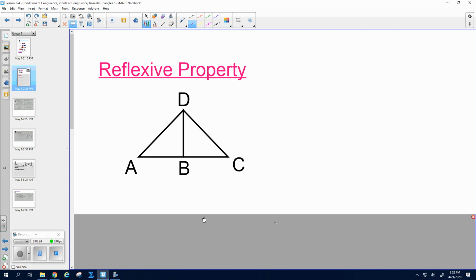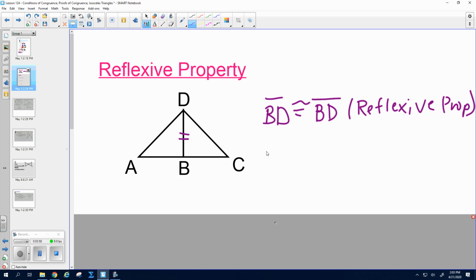Okay, you want to write down reflexive property. Reflexive property means that they share a side or maybe they share an angle. So right here, if you're looking at this triangle here and this triangle here, they share this side. So you would write BD is congruent to BD. This is by reflexive property.